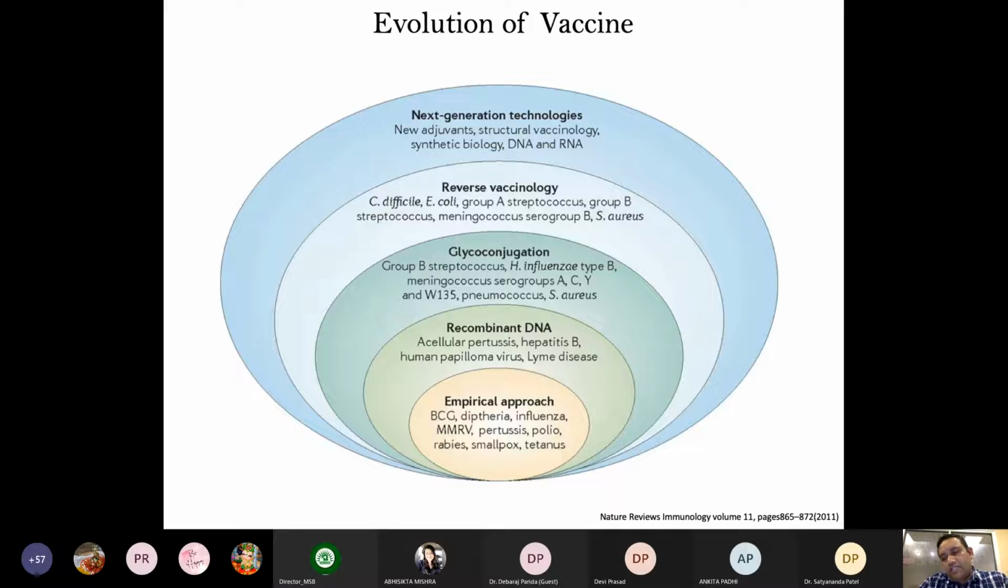And now there are also structure-derived vaccines where they generate immune response against structural features of a protein, not only the naked protein or the amino acid sequence. So these are the next generation technology. Some of them are being used, but most of them are in experimental mode at the moment.